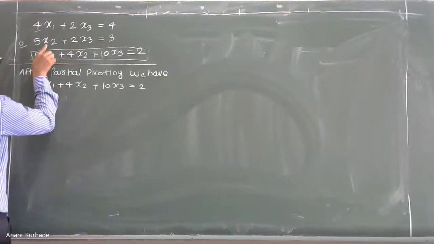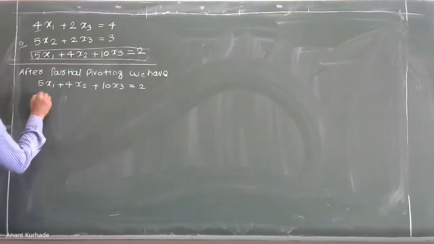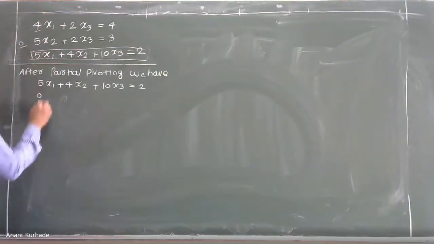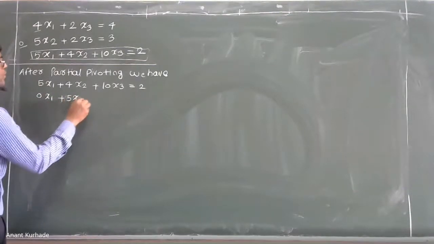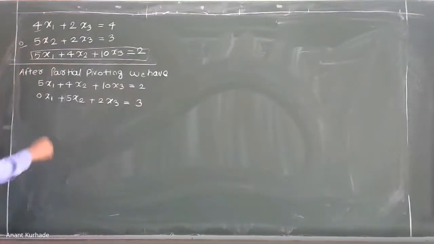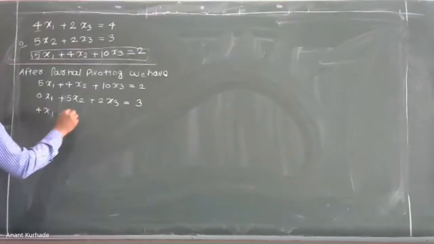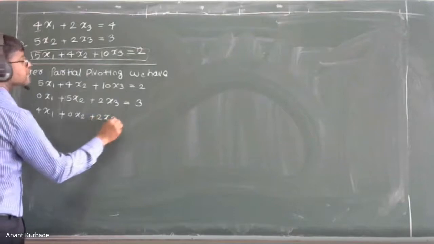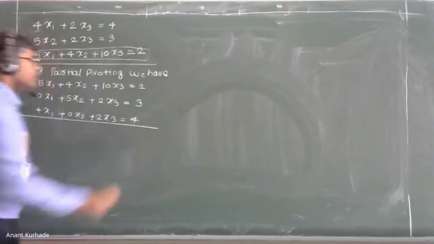But see here, when a variable is missing from an equation, you can write it in the same pattern, x1, x2, x3. You can write 0x1 plus 5x2 plus 2x3 is equal to 3. And the last one is as it is. You can write here 4x1, now here x2 is missing, so you can write 0x2 plus 2x3 is equal to 4. Now what is your next step?